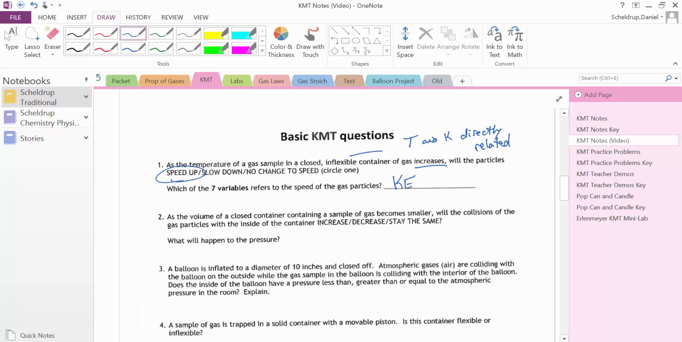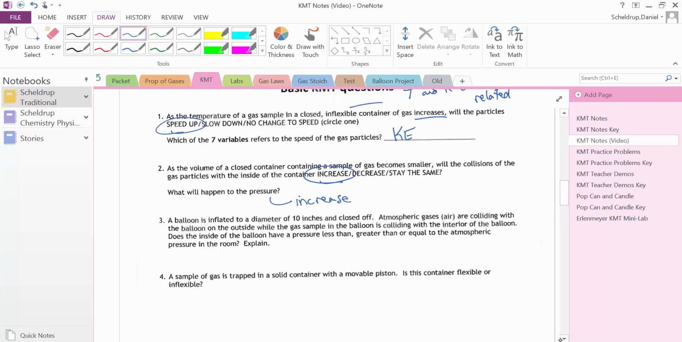Question 2 says, as the volume of a closed container containing a sample of gas becomes smaller, will the collisions of the gas particles inside the container increase, decrease, or stay the same? As you squeeze those gas particles into a smaller and smaller space, the collisions are naturally going to go up because there's not as much room for those particles to move around. If the collisions are going up, then that also means that the pressure goes up, because collisions and pressure have a direct relationship. So what will happen to the pressure? It will also increase as the collisions increase.